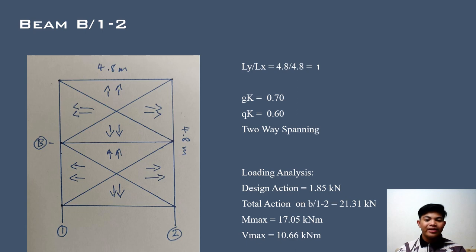Hello everyone. Now, I will start this presentation with my part. My part is about beam B12. First, Ly over Lx equals 4.8 over 4.8 equals 1. Gk equals 0.70, Qk equals 0.60, and this beam is two-way spanning.